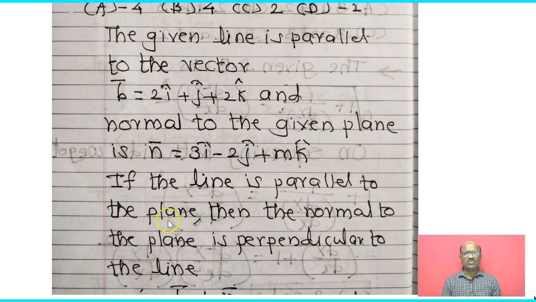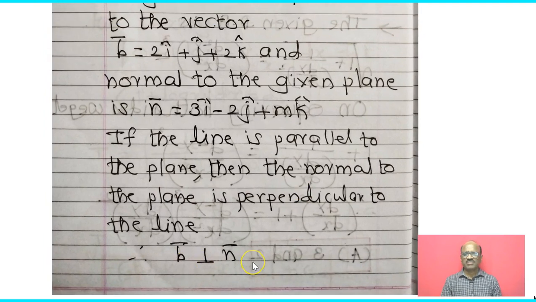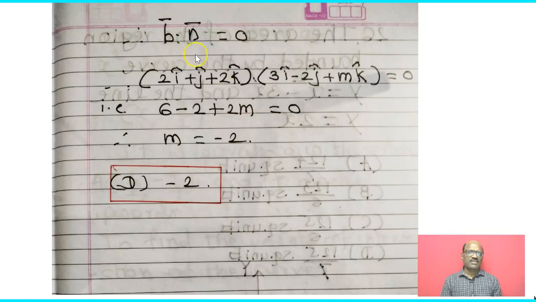If the line is parallel to the plane, then the normal to the plane is perpendicular to this line, and hence B bar is perpendicular to N bar, therefore their dot product is 0, that is B bar dot N bar equals 0. (2i cap + j cap + 2k cap) dot (2i cap − 2j cap + mk cap) equals 0, that is 6 − 2 + 2m equals 0, and m equals −2. Hence option D is the correct one, the value of m is −2.